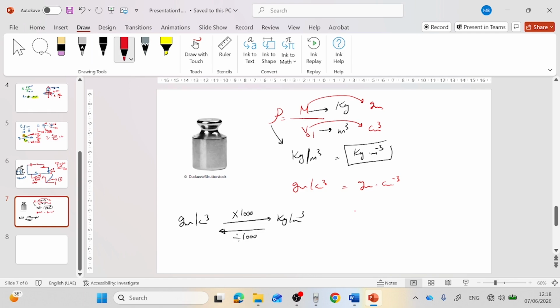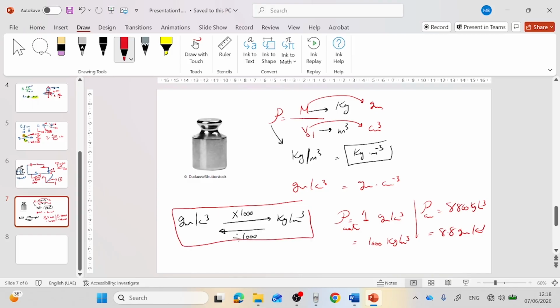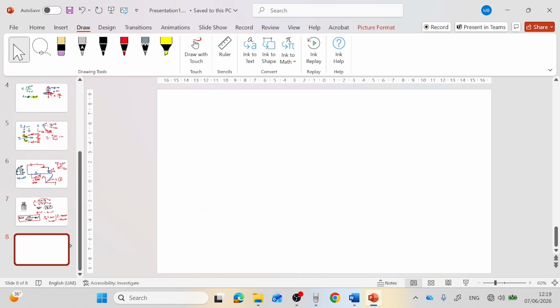For example, the density of water is 1 gram per cubic centimeter, but it's also equal to 1000 kilogram per cubic meter. The density of copper is 8800 kilogram per cubic meter, but it's also equal to 8.8 gram per cubic centimeter. So you can use this conversion to convert between the two units. But the question is, if we have this irregular shape, what method can we use to calculate its volume? In this case, we can use a method called water displacement.